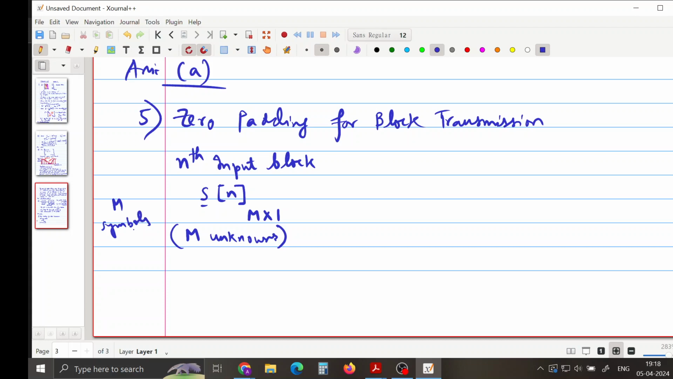These are the symbols which are actually transmitted, and at the receiving end I want to recover them, estimate them. So these are the unknowns in my problem. On top of that you are adding redundancy: add mu zeros. This is the zero padding which you are doing. So this is the redundancy.